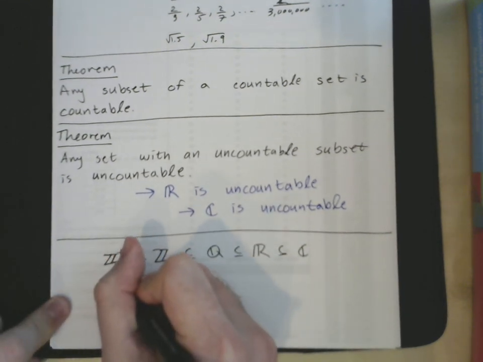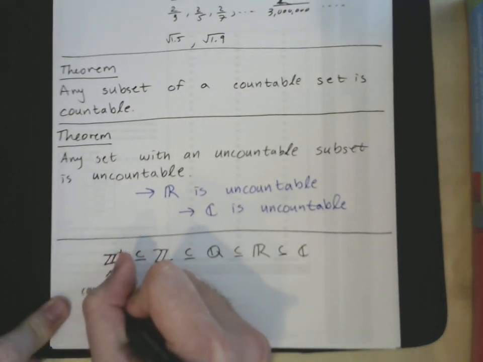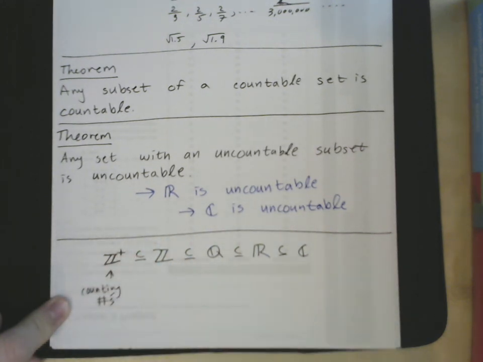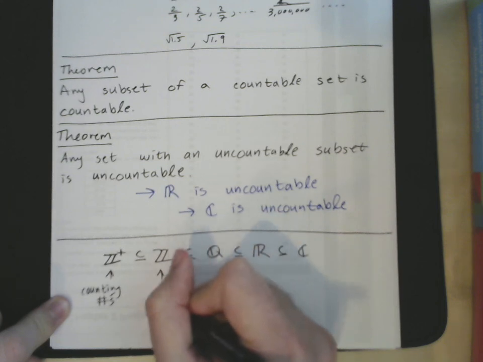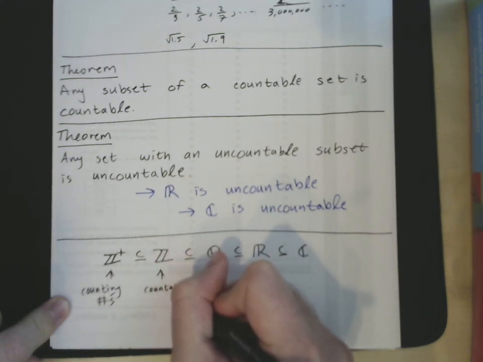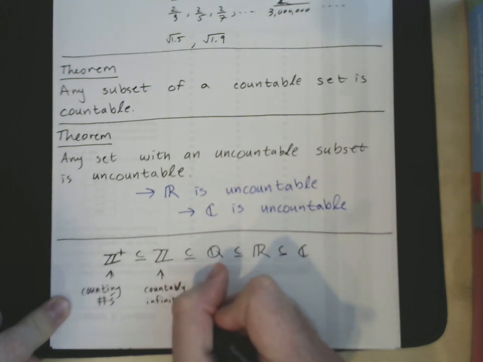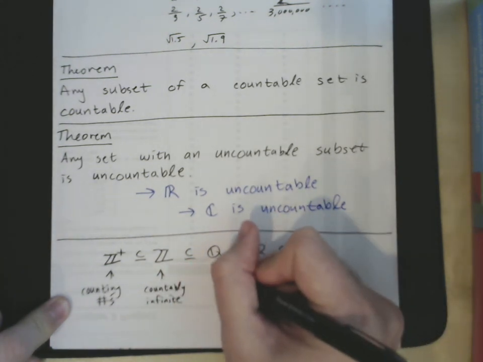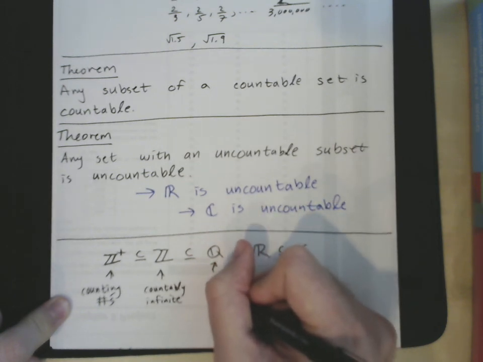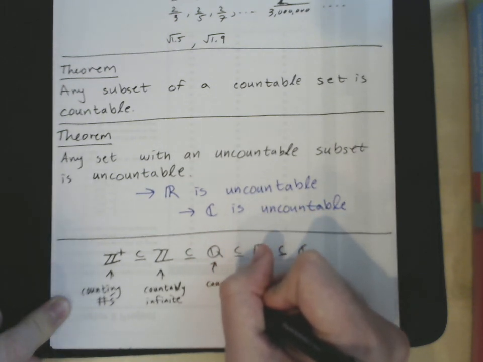So this is our counting numbers, our positive integers. We know that this is countably infinite. And our rationals are also countably infinite.